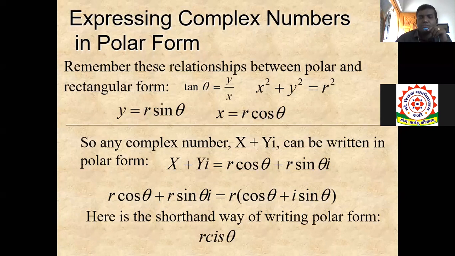Shorthand: r cis theta. Okay, r times c is cos plus i times sin. So cis format, r cis theta.